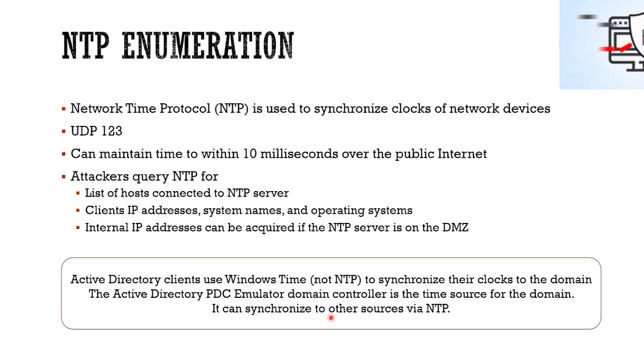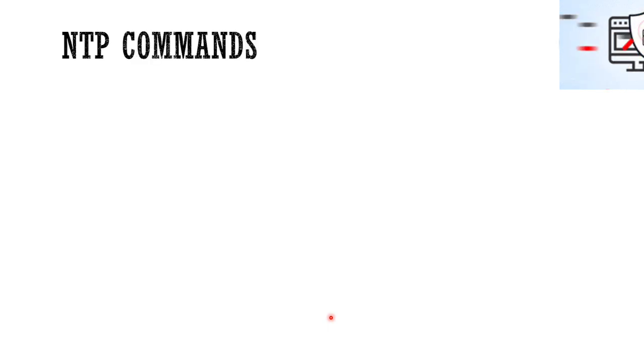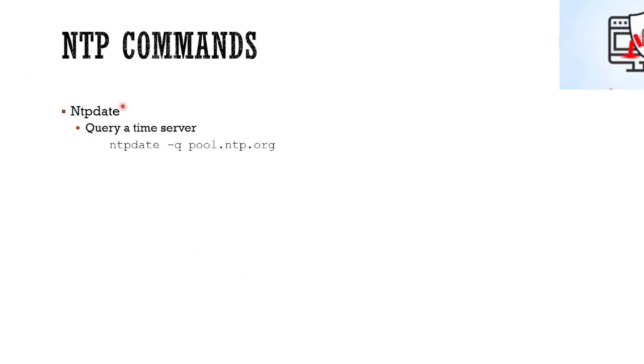NTP has various commands. So you could use ntpdate to query a time server. So I could say ntpdate, query this particular time server. This is actually a group of time servers, pool.ntp.org. Or ntptrace. Trace is a chain of NTP servers back to the primary source.